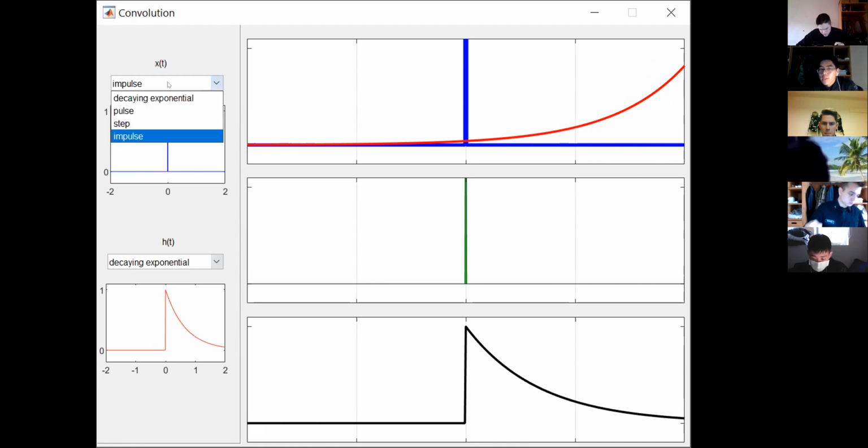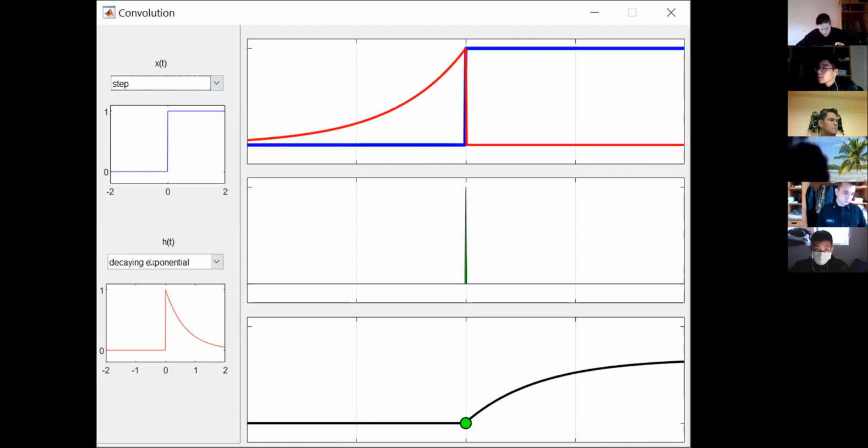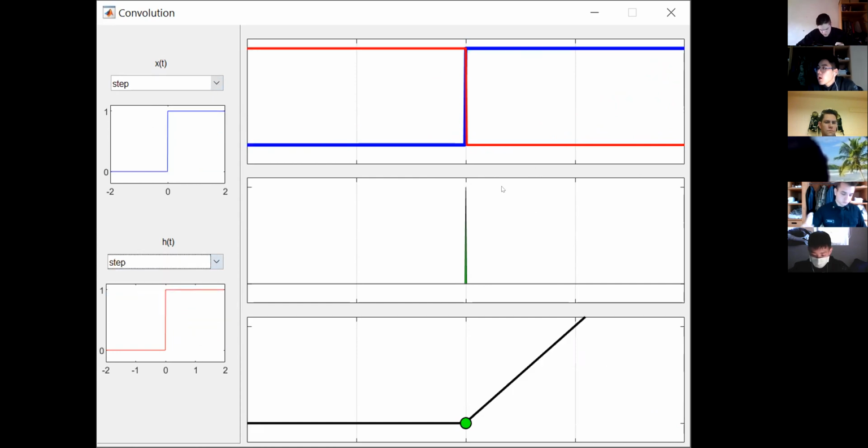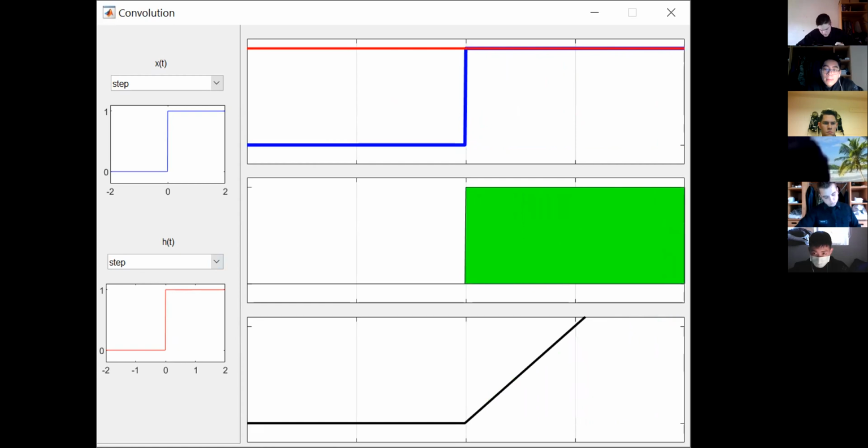Great. And I'll leave this up so you can do different tricks with seeing what it is for different types of impulse, different types of systems. You can integrate, you can convolve a step with a step, and then you can see it just goes on and on up forever.